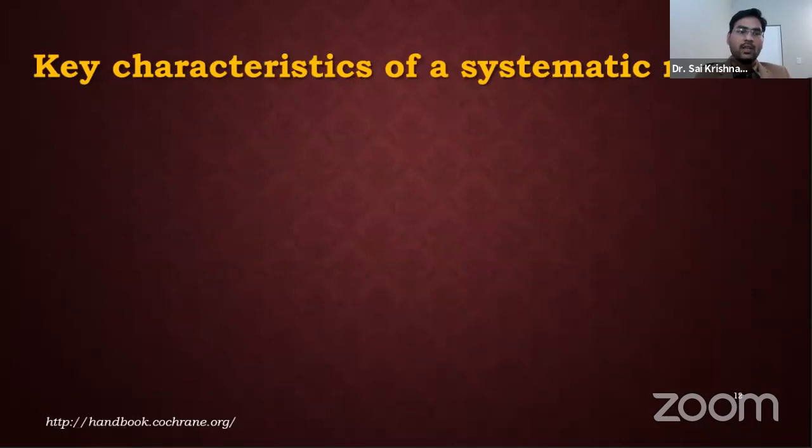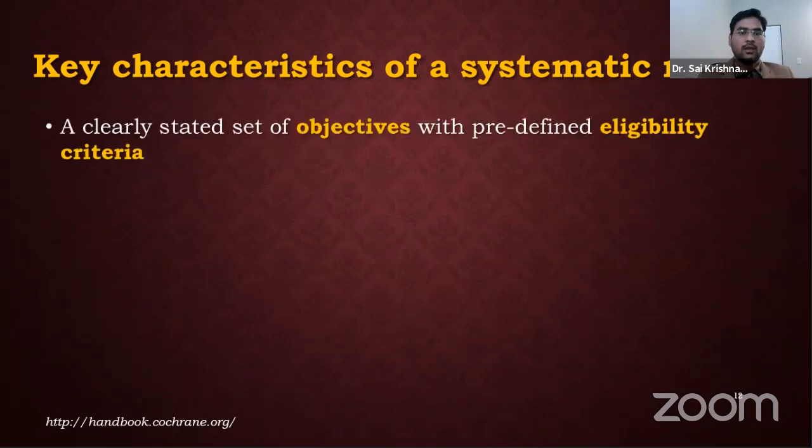So let's very quickly look at the key characteristic features of a systematic review. What a typical or ideal systematic review should have. So it should have clearly stated objectives with a predefined eligibility criteria.